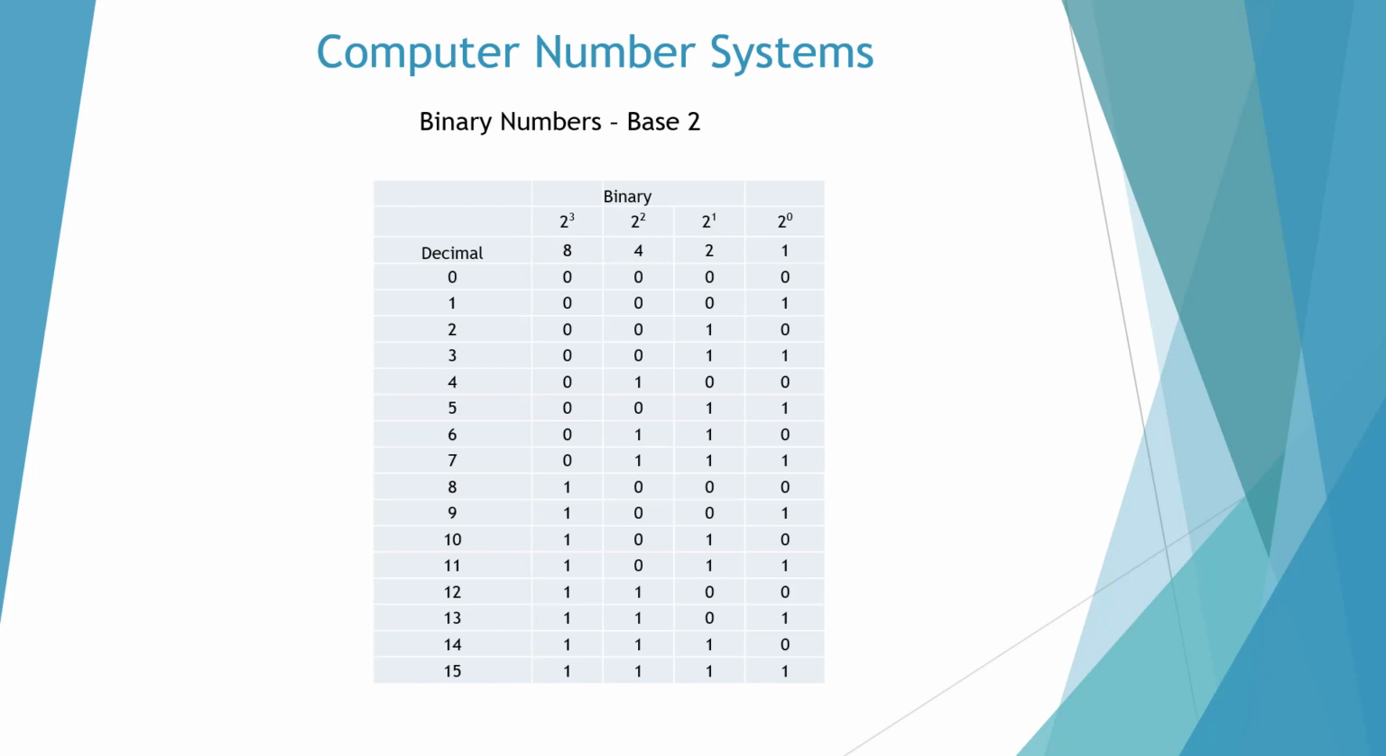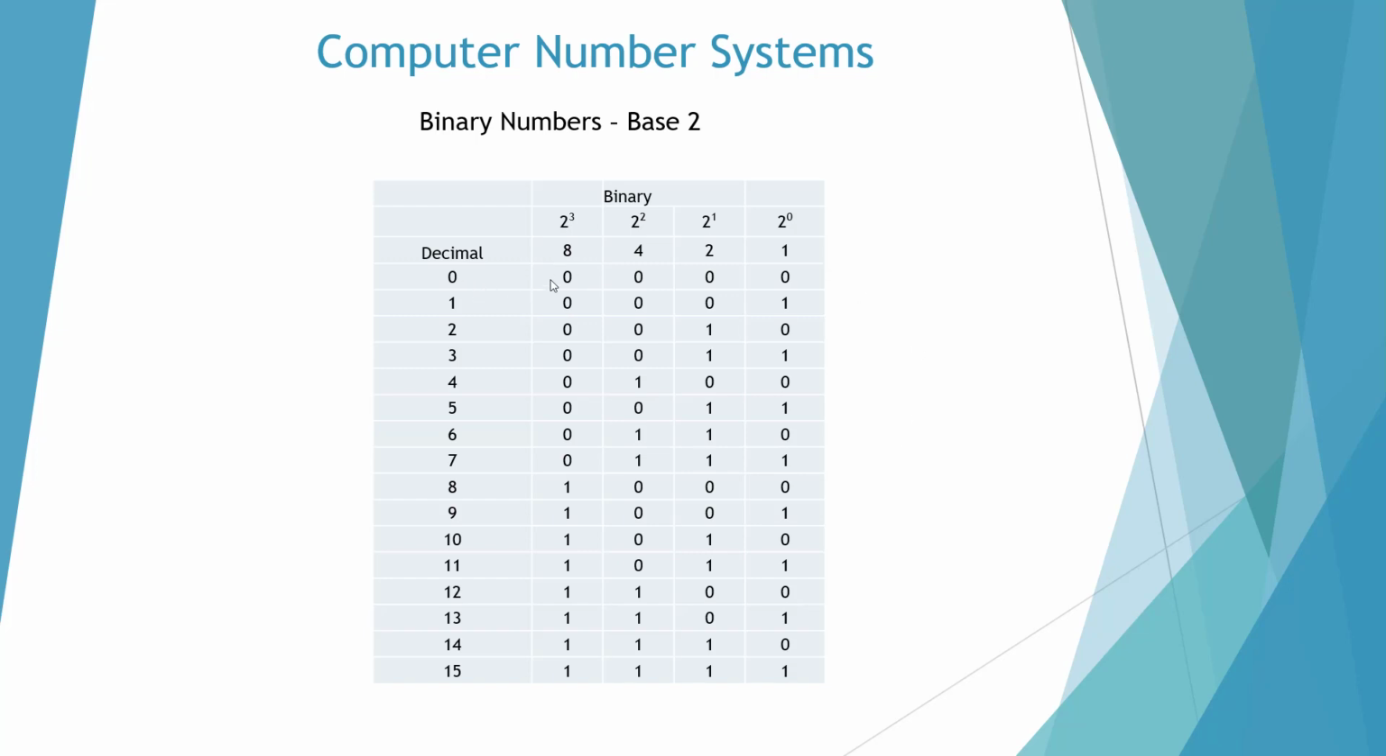Here we have binary numbers base 2, and we have column weights. Here's 2 to the 0, which is 1. 2 to the first power is 2. 2 to the second power is 4. And 2 to the third power is 8. So each one of these columns is the value multiplied by whatever's in the box.